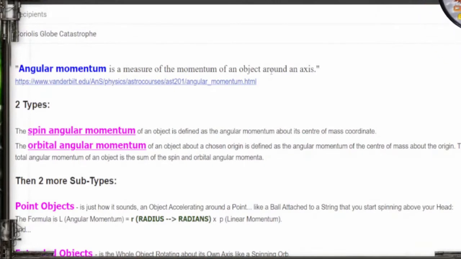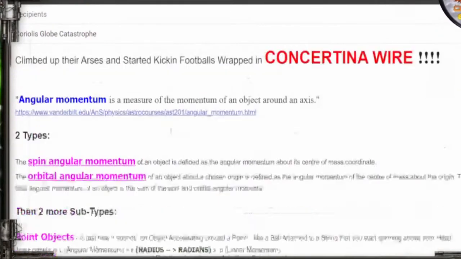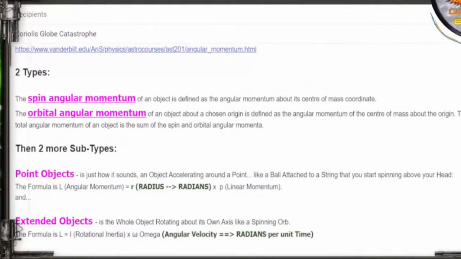Yeah, but there's 2 types. You'll never get here. When I ask them what types they are, they go into implosion mode because they're clueless. There's 2 types, spin angular and orbital angular momentum. Just how they sound. Spin angular momentum of an object is defined as the angular momentum about its center of mass coordinate. I'm going to show you down here in a little bit. Orbital angular momentum of an object about a chosen origin is defined as the angular momentum of the center of mass about the origin.